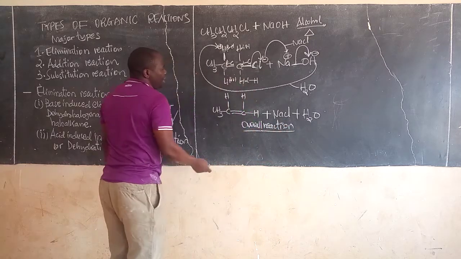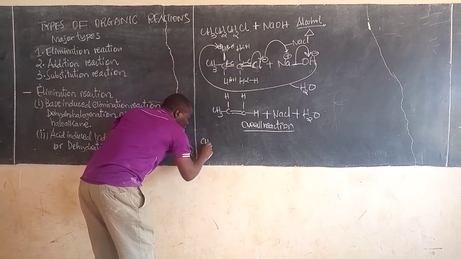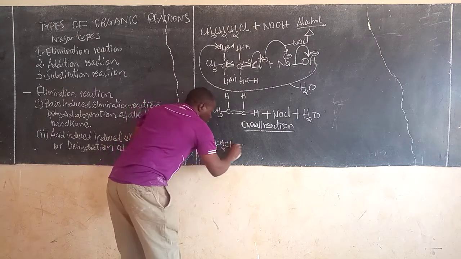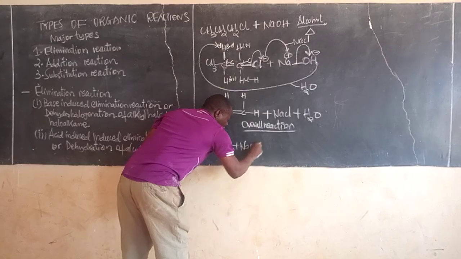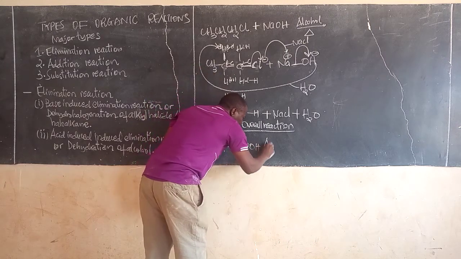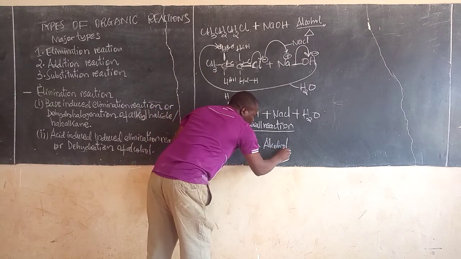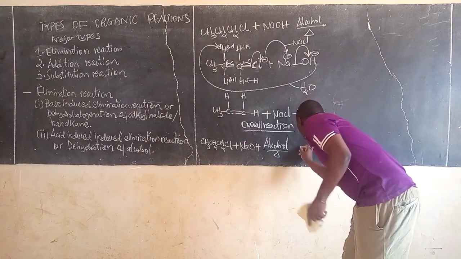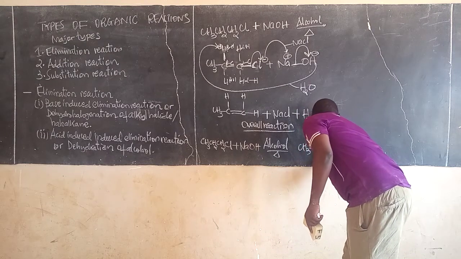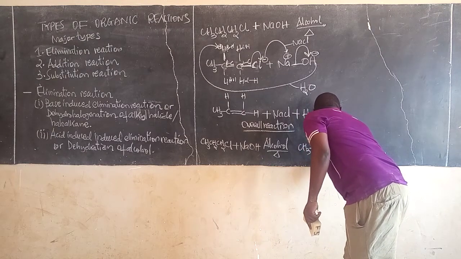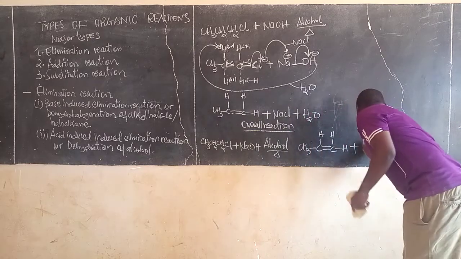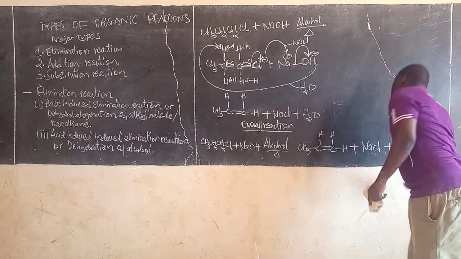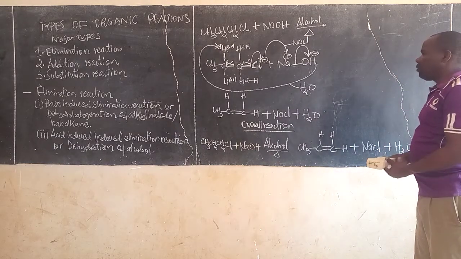Then eventually the overall reaction will be like this. CH3CH2CH2Cl plus sodium hydroxide, with alcohol as the catalyst, heated, gives the product, which is alkene, plus sodium chloride plus water. This is how it works.